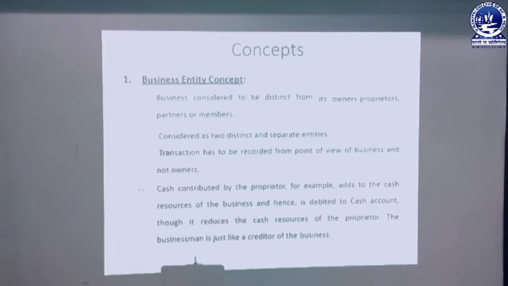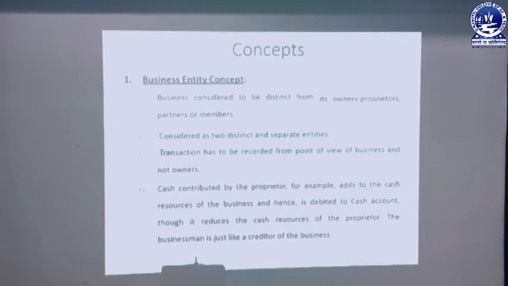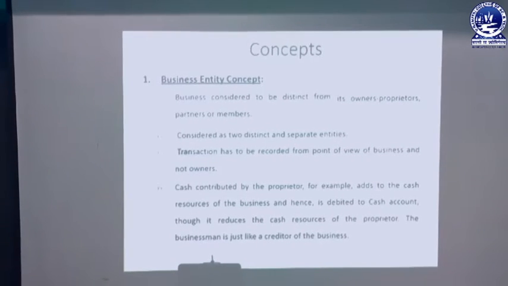So there are various accounting concepts. We will discuss one by one. First one is the business entity concept. Business is considered to be distinct from its owners, the proprietors, partners or members. It is considered as two distinct and separate entities. Transactions have to be recorded from the point of view of the business and not the owners.